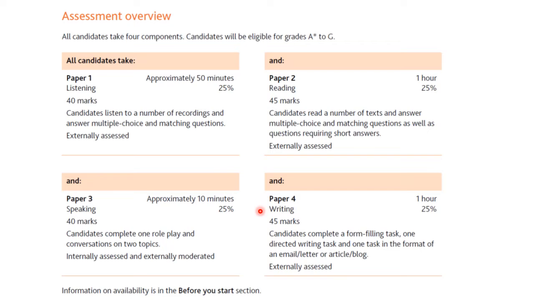Finally, here we have paper 4, the writing paper. It's out of 45, just like the reading. In here we have a form filling task. Remember the form filling that we used to have in paper 2, in the Cambridge English as a second language paper. It's so similar to it. And then we have 1 directed writing task and 1 task in the format of email writing, or an article or a blog. So it's either an email or a letter, article, or blog.